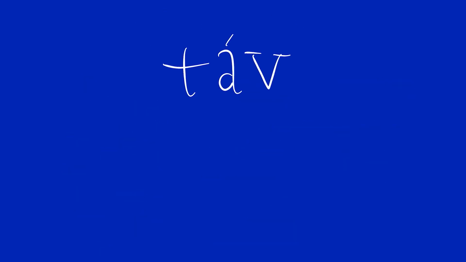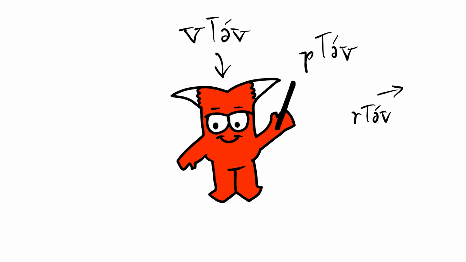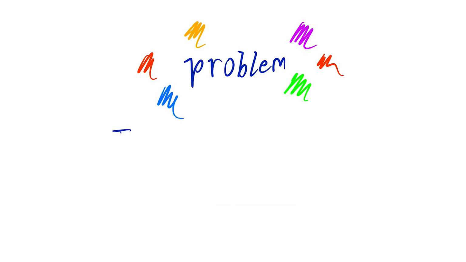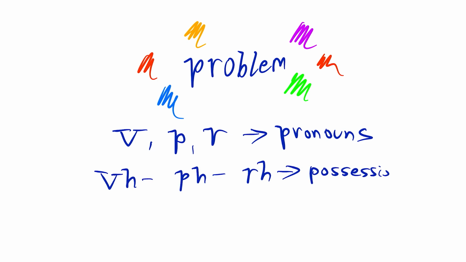Tav, color. This word is a word root. In Absognian, this word is very simple and doesn't have any prefix or suffix. So the word tav can be modified like this: v tav, my color. P tav, your color. R tav, his color or her color. But there is a problem, because v, p, and r should be used for the personal pronouns, not for possession.